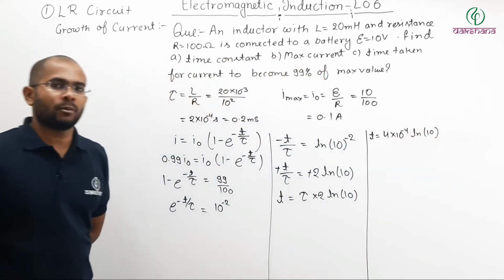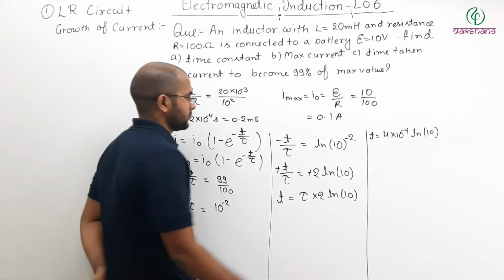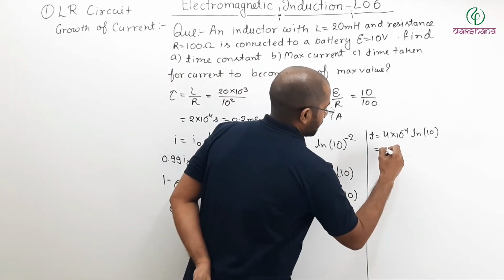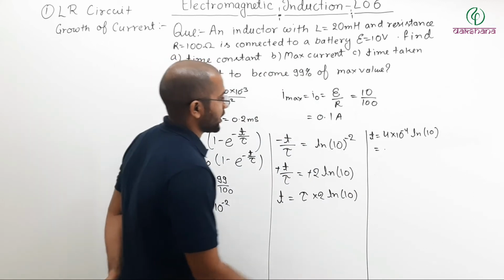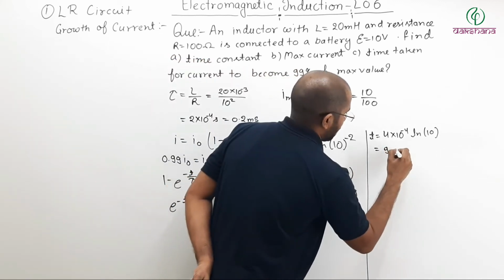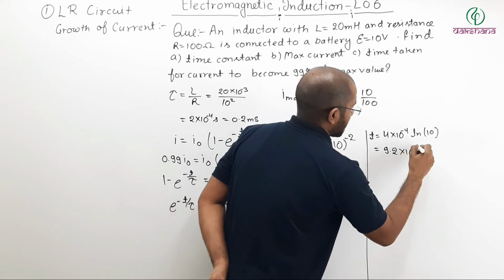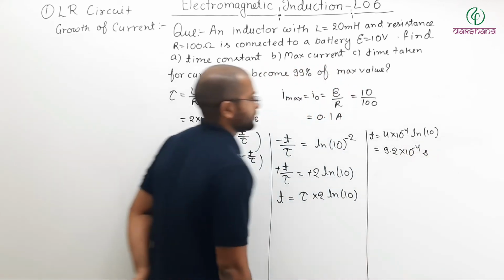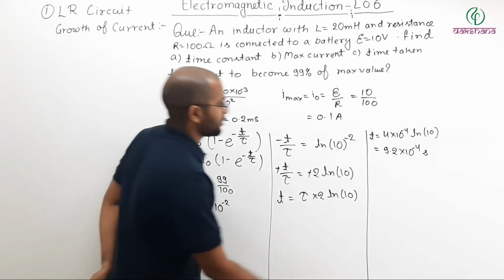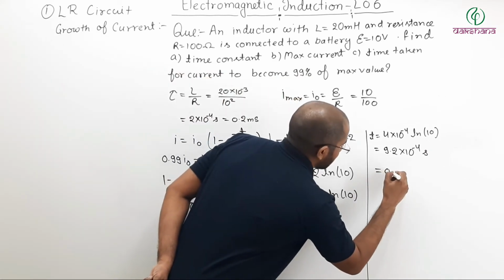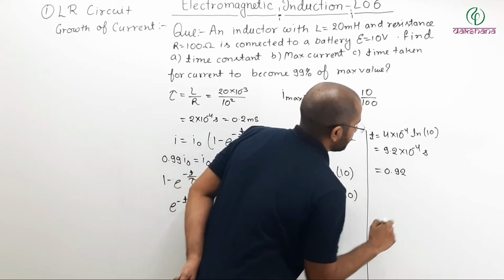And ln 10 is how much? 2.3. So this is 2.3 times 4. 2.3 times 4 is how much? 9.2. So 9.2 into 10 to the power minus 4 second. Or if you want to write in millisecond, then it would be 0.92 millisecond.